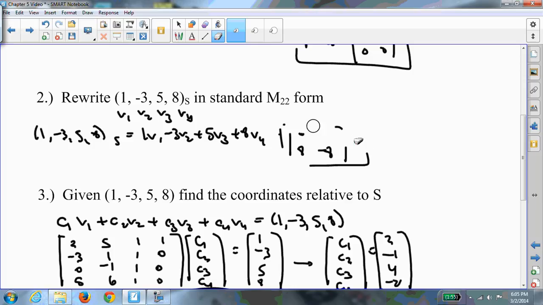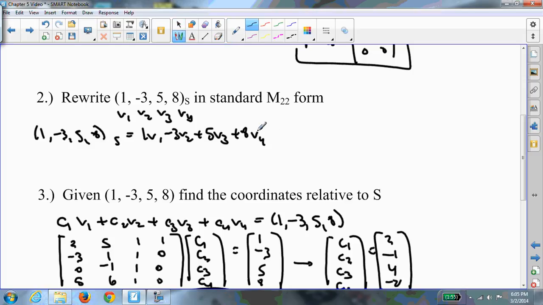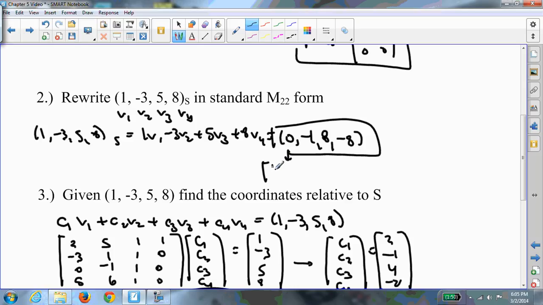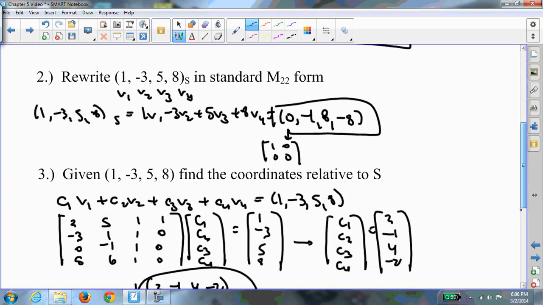So it's actually not a matrix, it's a set of coordinates. And so if I get 0, negative 1, 8, and negative 8 for my coordinates, that's basically 0 of my 1, 0, 0, 0 matrix, negative 1 of the next one, 8 of the next one, and negative 8 of my 0, 0, 0, 1 matrix.